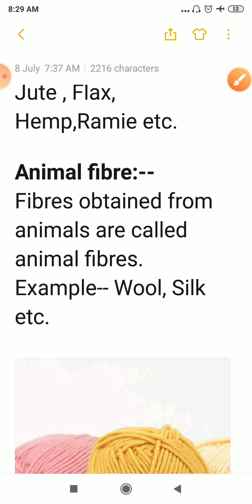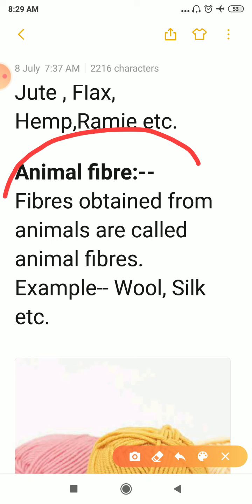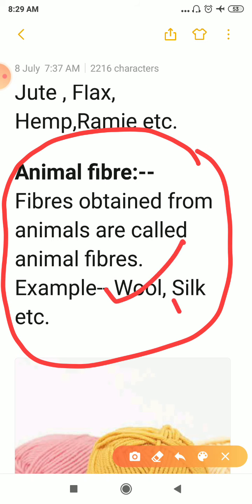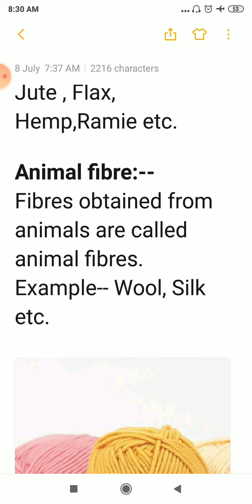Animal fiber, those fibers that we obtain from animals, is called animal fiber. For example, wool, silk. These fibers are obtained from animals and they are called animal fiber. In this class, we are going to discuss in detail about the wool and silk. How the wool fiber is produced, how this fiber is converted into fabric, that we are going to discuss in detail.